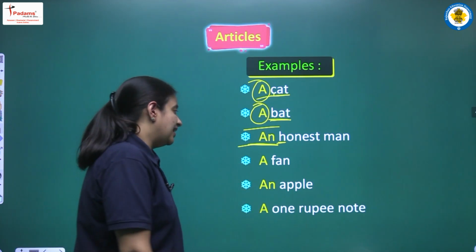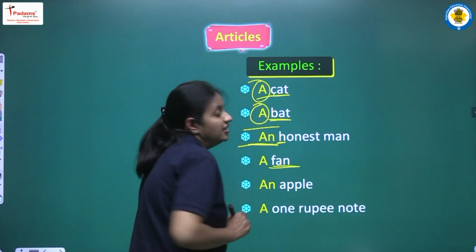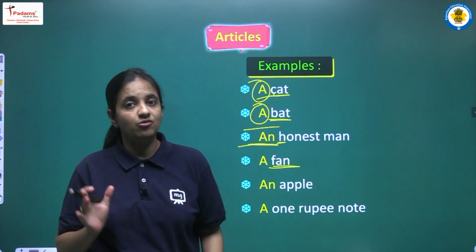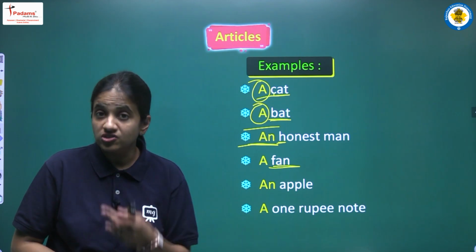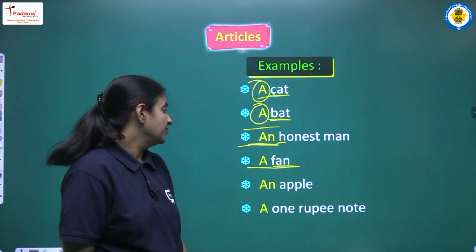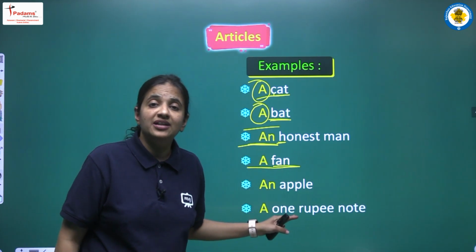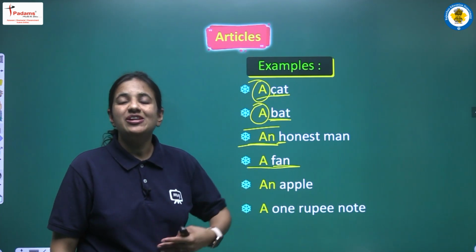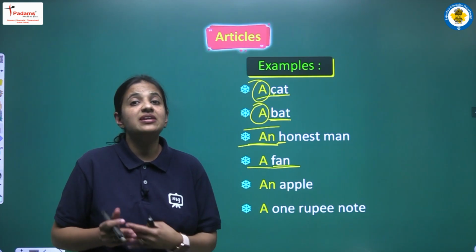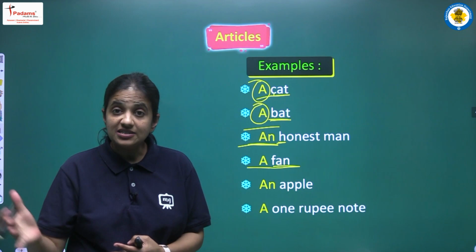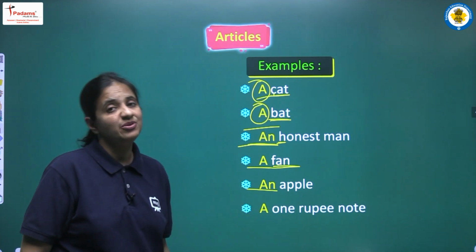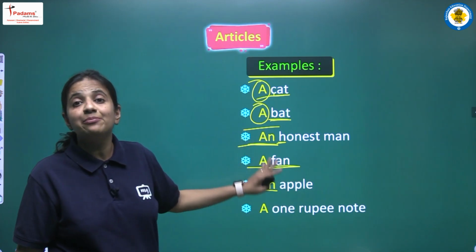So let's see. Next word we are having is fan. So let's see the pronunciation. Pronunciation is fan. The starting sound is f. Again, it's a consonant sound, and this is the reason we are having a as an article. Next we are having apple. So yes, apple, when we will pronounce this word, we can see it's very obvious that we are having a vowel sound in the beginning, and this is the reason we have to use an here before this word, that is apple.